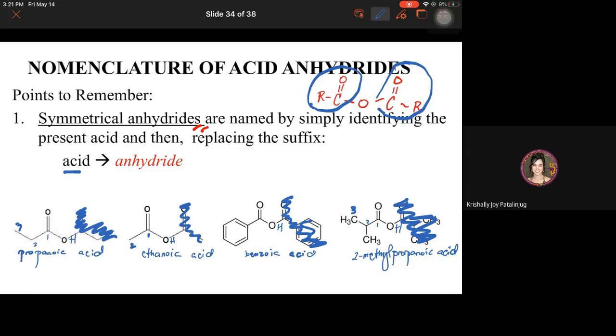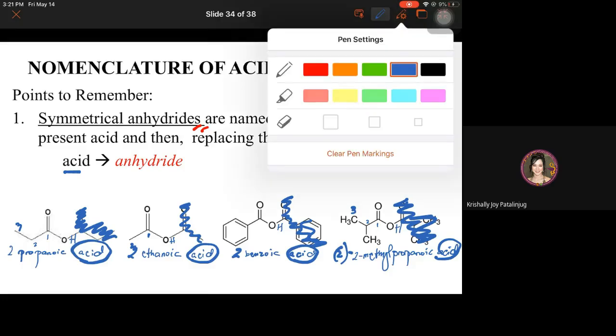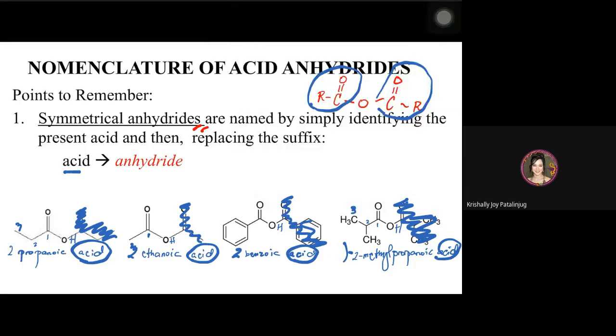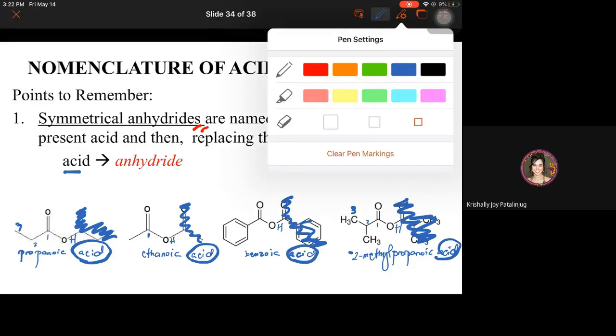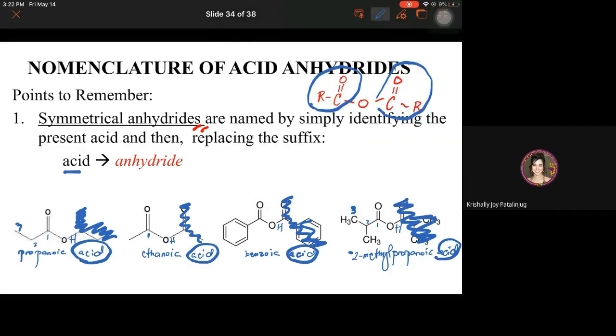Okay, ngayon, ang propanoic acid, ethanoic acid, benzoic acid, 2-methyl propanoic acid, kung nag-combine ka og duha ka propanoic acid, nag-combine ka og duha ka ethanoic acid, makaproduce na siya og acid anhydride nga symmetrical. Okay? Now, in naming, this ending nga oic acid, simply replace that to anhydride. Ana lang. Okay? I-replace nimo siya into anhydride. Ato, ibalik na ha, gikan sa number 1.